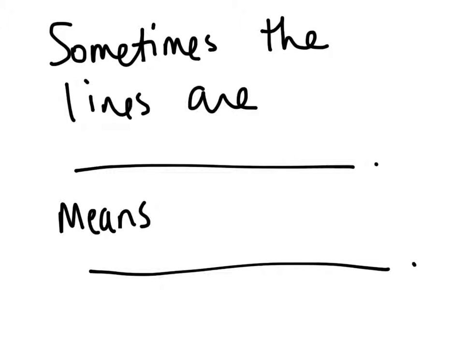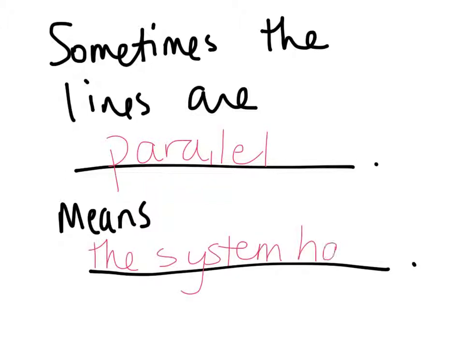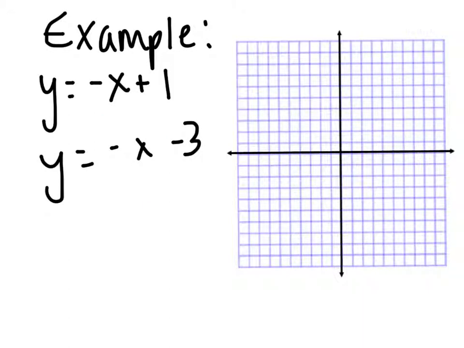Now, sometimes when we graph two lines, we find they are parallel, and that means that the system has no solution. So let's look at an example. All right, negative x plus 1. So I'm going to go up to 1, and I'm going to plot a point, and negative x, so I have a negative 1 slope. And I can go the other way, and I draw that line.